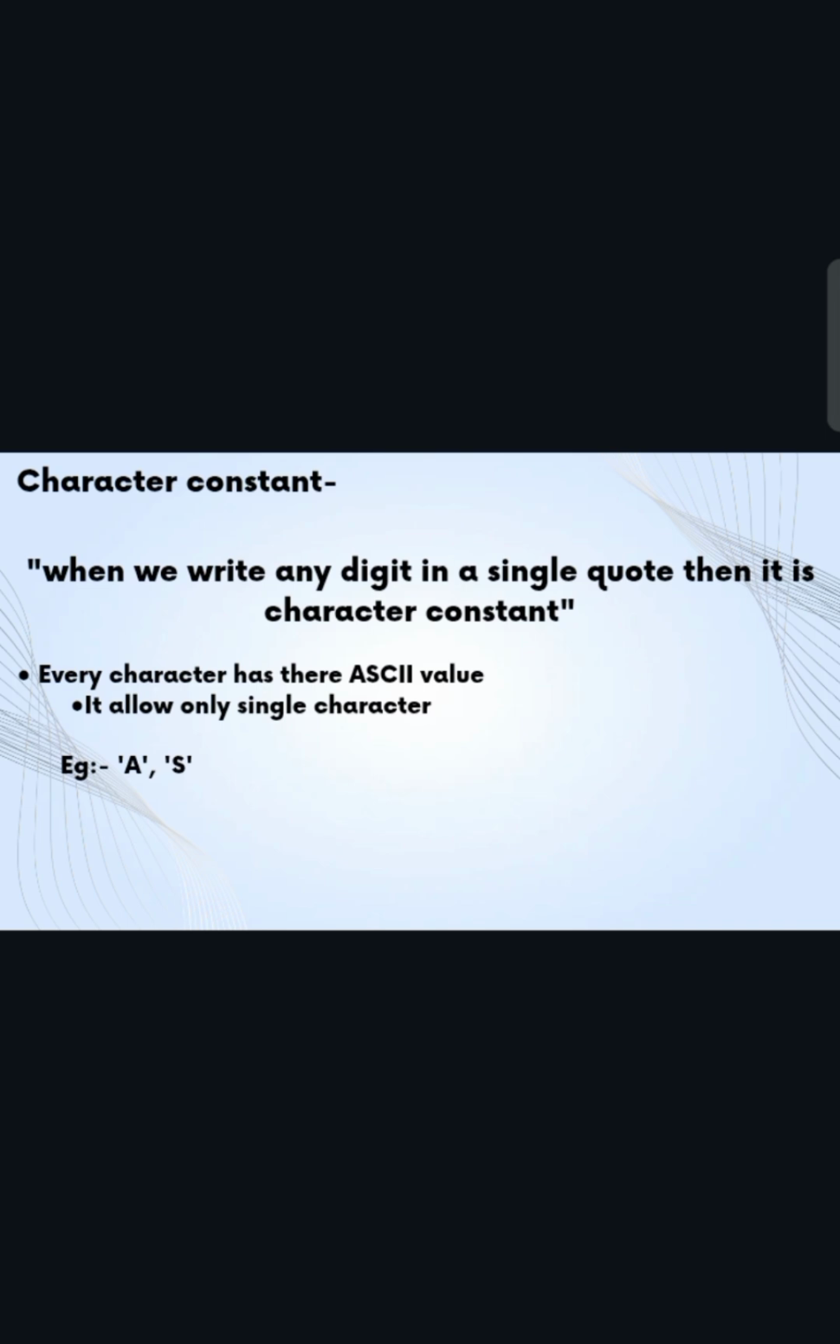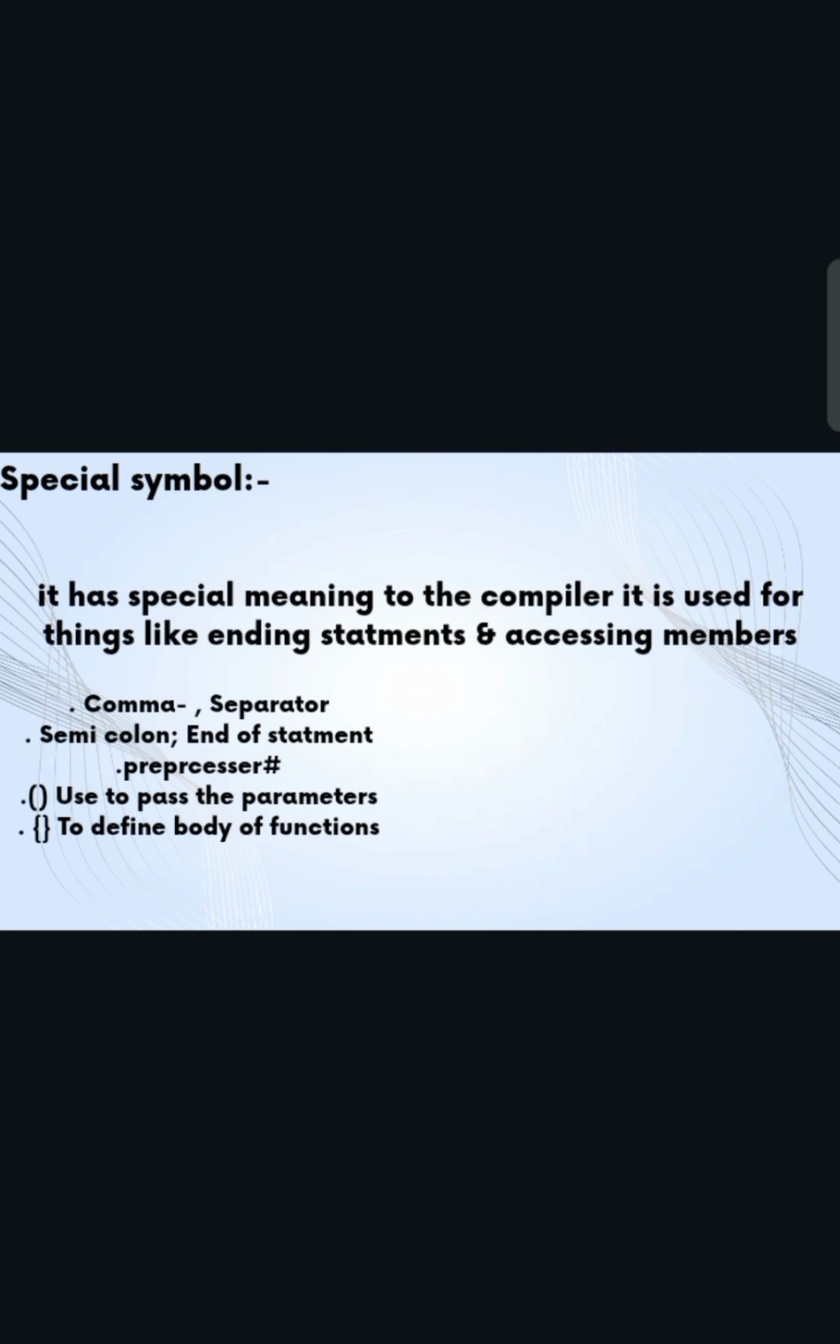Then the next one is special symbol. A special symbol has a meaning to the compiler, and it is used for things like ending a statement, accessing members, defining the body of a function, and passing parameters. Some examples of special symbols are given below.